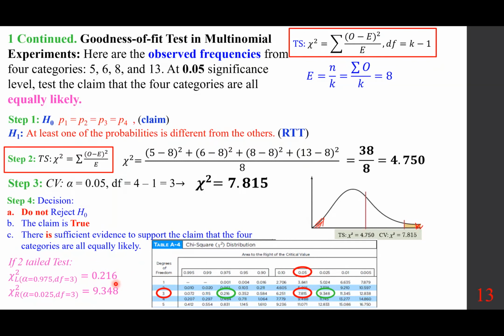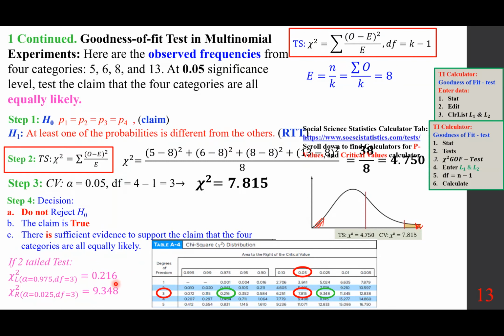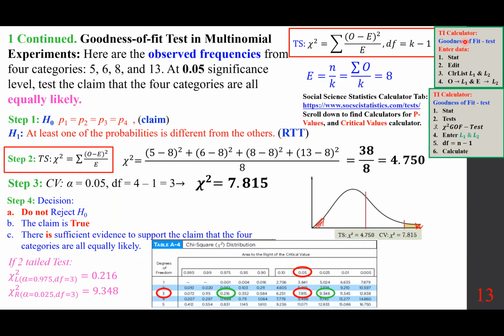However, let's look at the calculator result. If we were to use a TI calculator, we do the goodness of fit test.